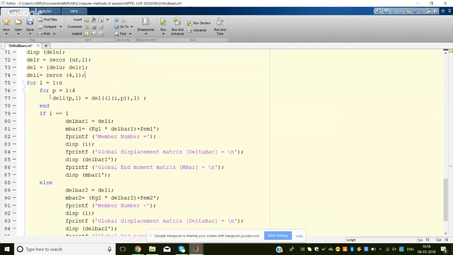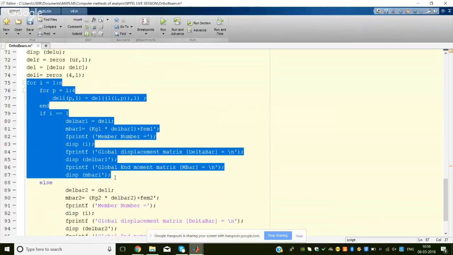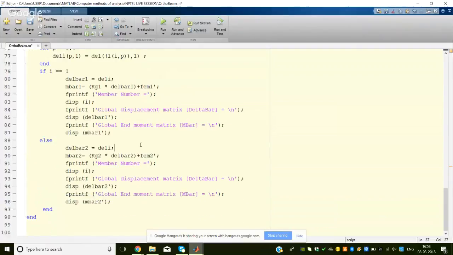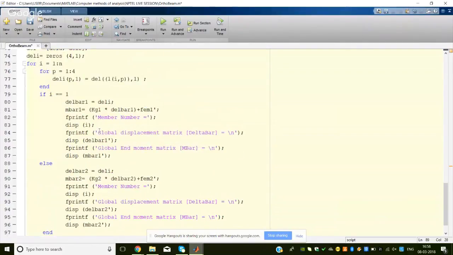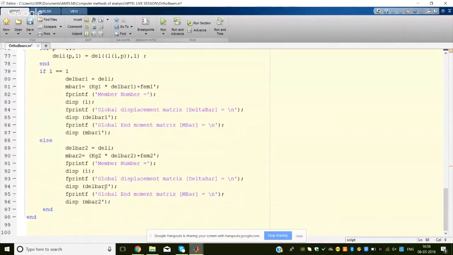Now finally we are calculating the global displacements and global end moments. So that portion will be done under this part of the code. So we have 2 members. For displaying the output of both the members, we have included all these lines. This is for the first member, and this portion is for the second member. So del bar is the global displacement matrix for members 1 and 2, and m bar will be the global end moment matrix for members 1 and 2.